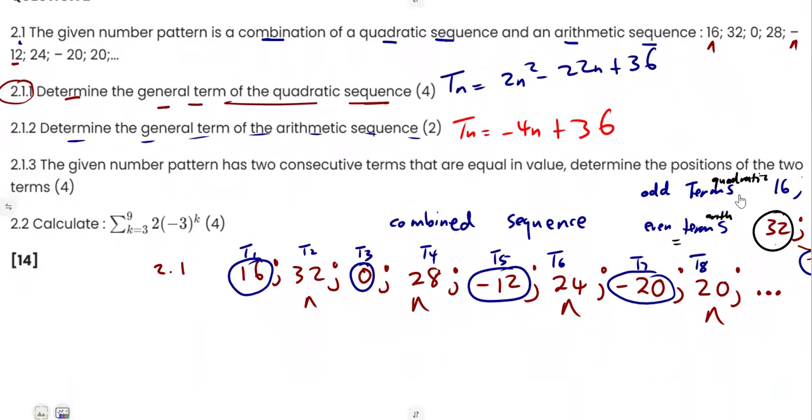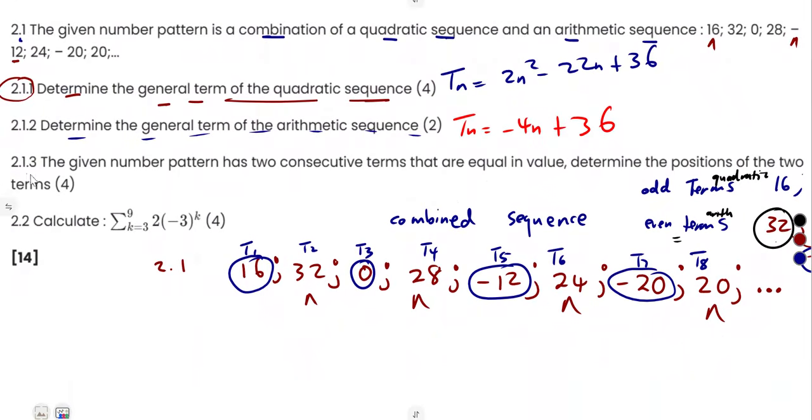2.13. They are saying that the given number pattern has two consecutive terms that are equal in value. Two consecutive terms that are equal in value. What type of a sequence is it? It is a combined sequence. Determine the positions of the two terms.